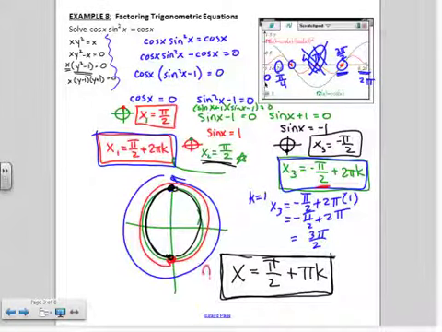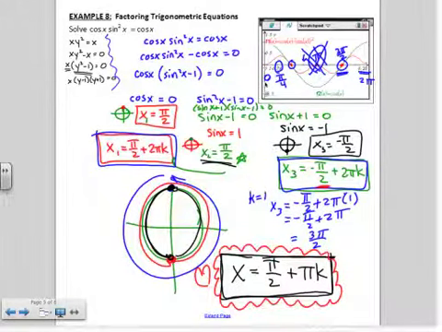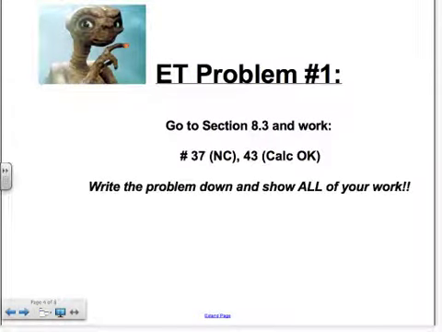This one we love because it covers all the bases. Now, you're not always going to be able to do that, but that's a really neat thing about this problem, and it's because they're quadrantal angles. This is an unusual situation, but always you have to bring everything to the table, which means you have to do a ton of analysis. All right, so go to section 8.3 and work number 37, no calculator, and number 43, where your calculator's okay.